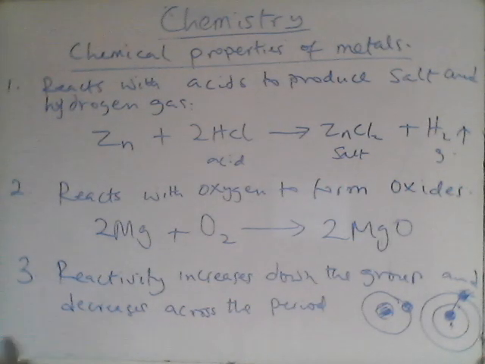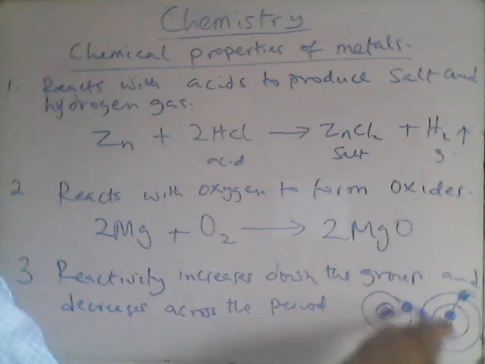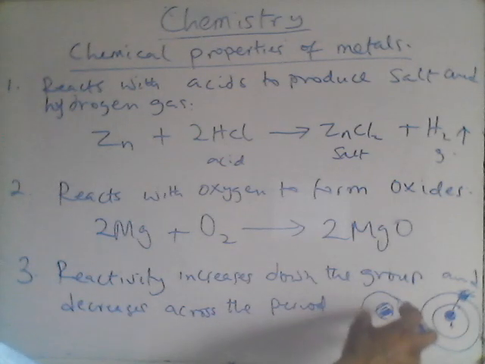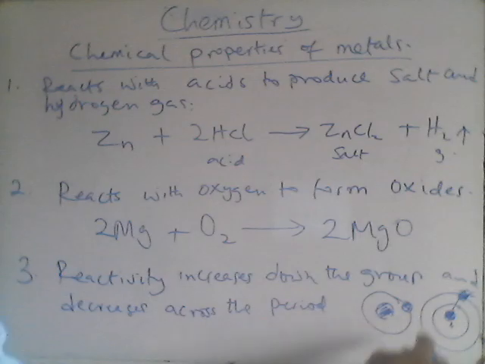Understand? But across the period, because you have more electrons in the atom, you will see that there is a tendency for affinity to the central nucleus. So the reaction becomes difficult as it goes across the period. Okay, so we'll go into the next one.